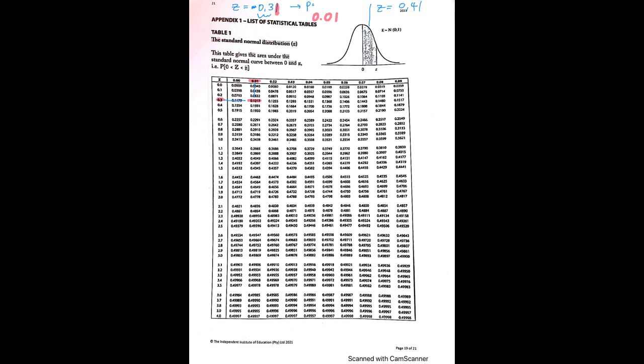And then here, 0.41. So 0.4 is located going down the first column. So that's just below the one we were working with. And then in line with 0.01, the 1. So that's here. So in line with those two, it's 0.1591.